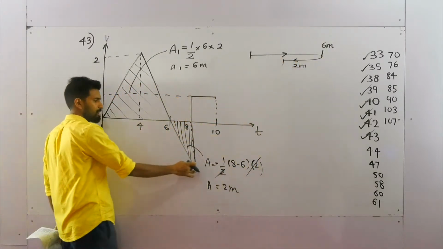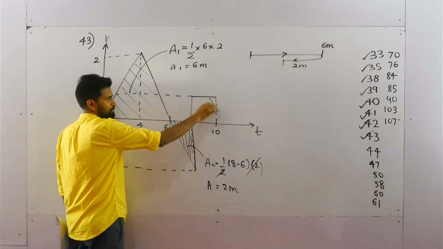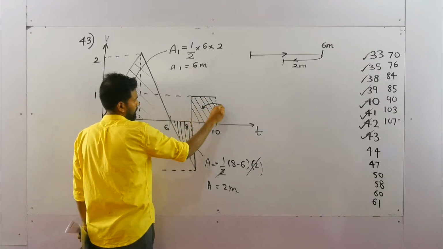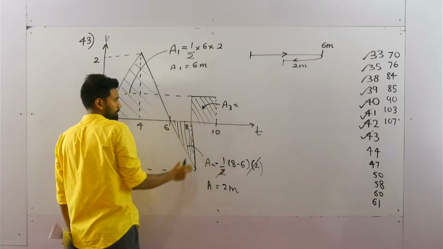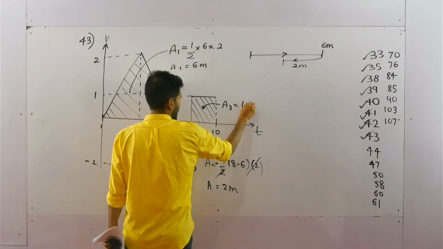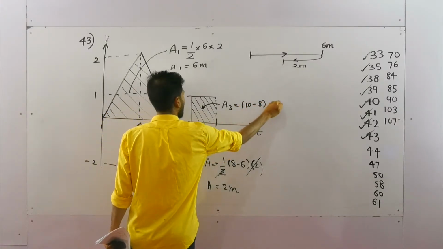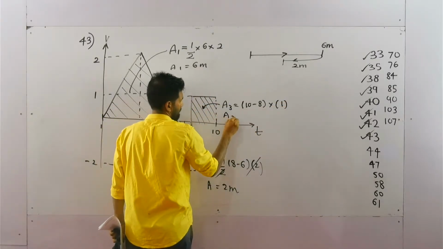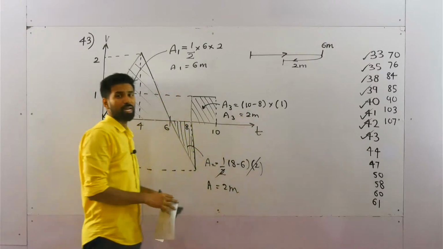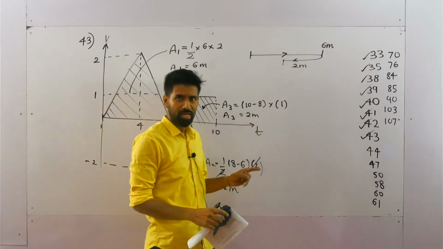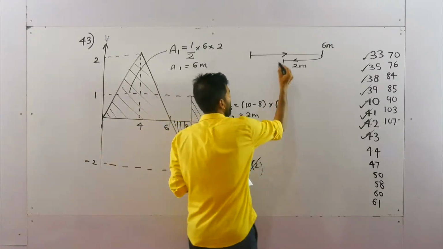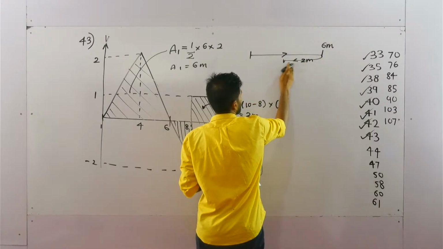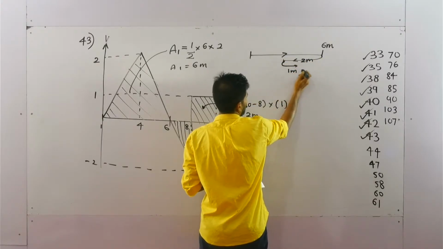Then suddenly the velocity becomes positive. Then let's find the area under the curve after the 8th second. A3. It's a rectangle. 10 minus 8 multiplied by 1. What is this area? 10 minus 8 multiplied by 1, which is 2 meters. So again, it's under positive velocities. That means again the object has changed its direction and is moving in the initial direction. It came 2 meters to this side and is moving again another 1 meter in the initial direction.